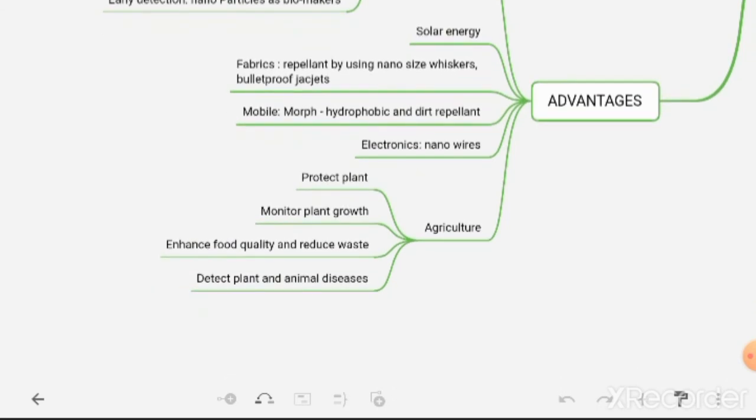Agriculture: to protect plants, we can spray nanoparticles on them, so they will repel insects, diseases, pests, and other things. Plant growth can be monitored, which reduces waste. Food productivity can be increased by using it. It can also detect plant and animal diseases. If there is any disease, it can be detected at early stages, so it is more beneficial.